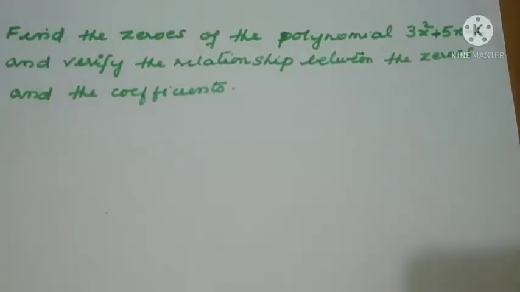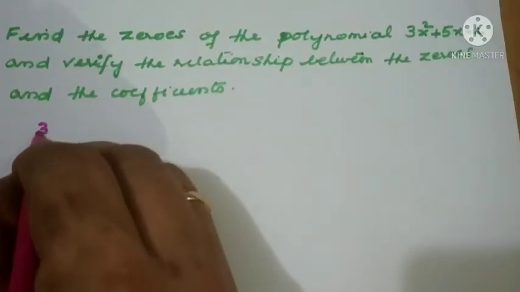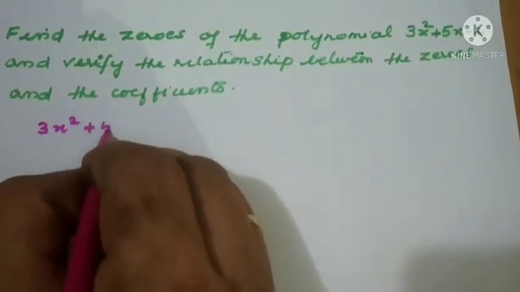Find the zeros of the polynomial 3x square plus 5x minus 2 and verify the relationship between the zeros and the coefficients. Already you have seen two examples, and based on the two examples we derived the formula. Now we can apply the formula directly. Same procedure only, what we have done. So what is the question? 3x square plus 5x minus 2.